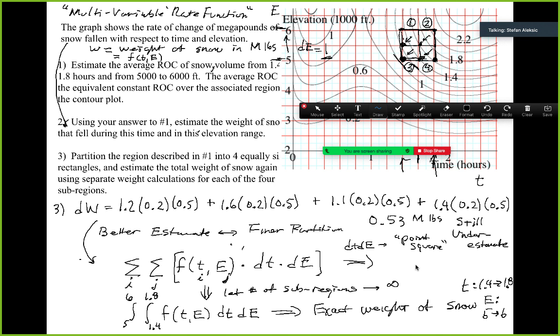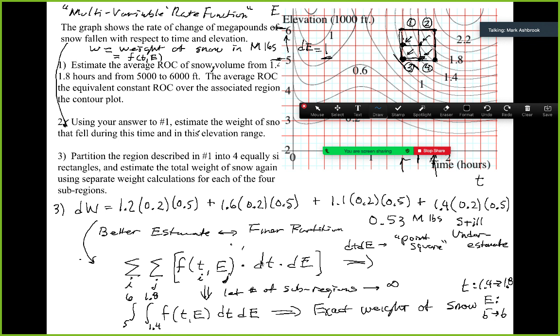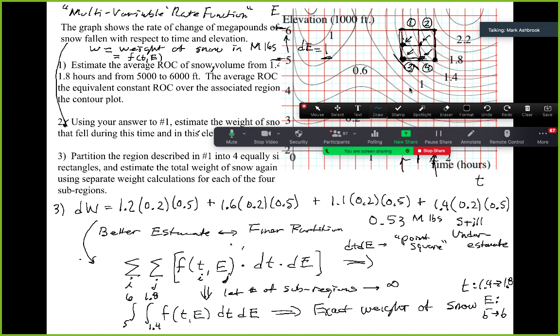So it's similar to what we did with the partial derivatives. You're just taking it with respect to each variable. This is similar, but it's going backwards, right? No, it's not going backwards. We did lots of calculations where it was the partial derivative times the change in x, or the partial derivative times the change in y. So that was the same. We were finding little changes in our dependent variable. But now the difference is that we are adding them all up to get an accumulated change. We didn't do that before. So now we're adding up all those individual changes across your dt and your dE to get the total accumulated change. In this case, the weight of snow from 1.4 to 1.8, or the elevation range from 5 to 6,000 feet.